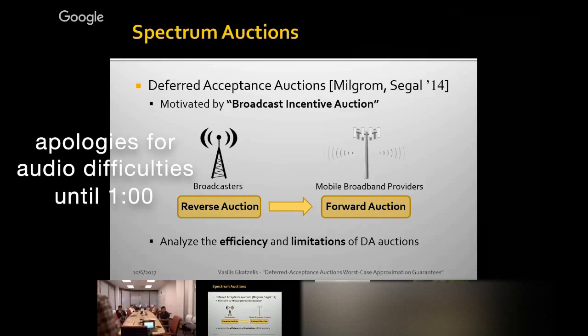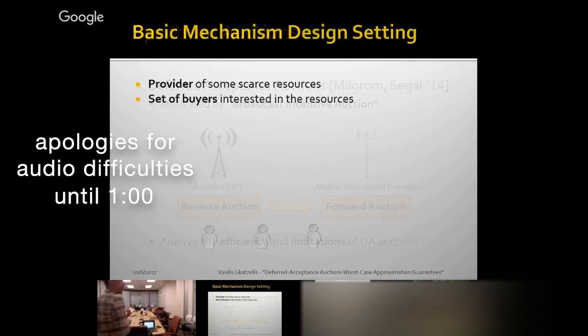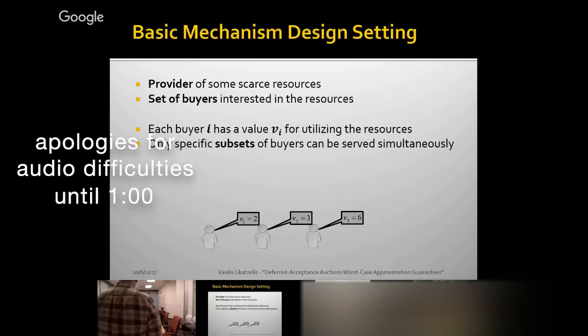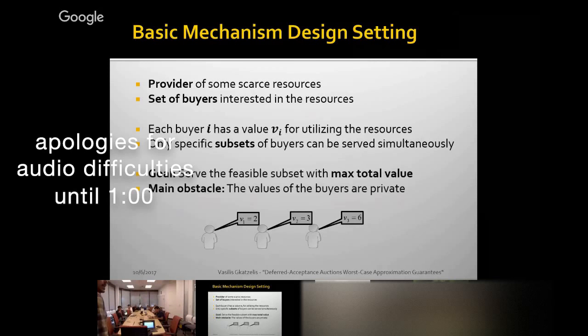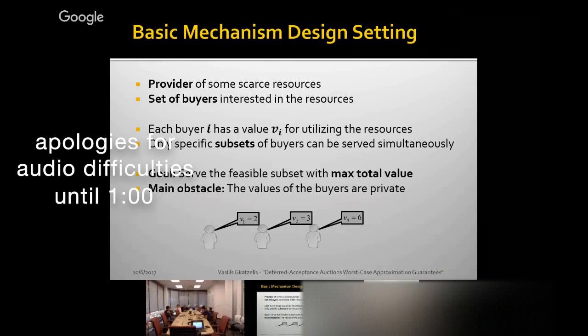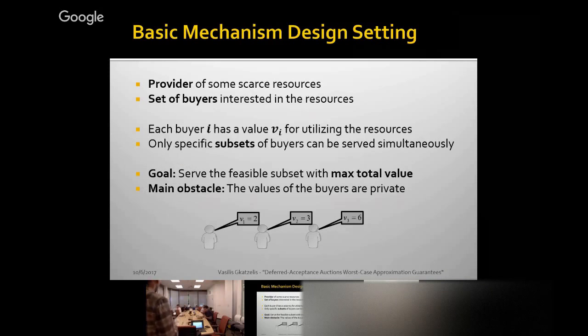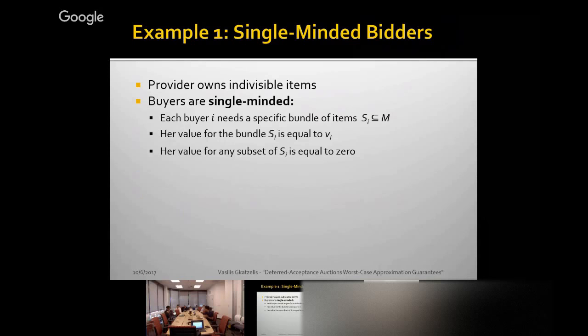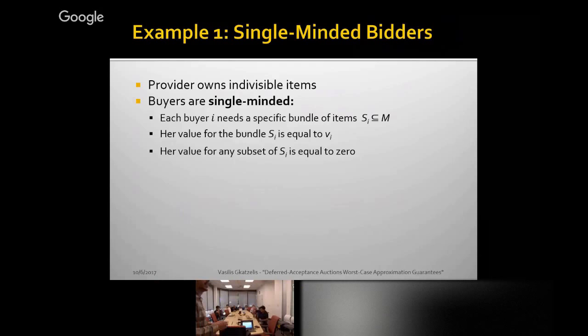And our goal throughout this talk is to analyze but also tries to convince them to tell us what this value is, that they don't have incentive to lie. And to give you a concrete example that was kind of abstract, let's make it a bit more specific. Single-minded bidders is one example that many people have studied in the past, where a provider in this case owns a set of indivisible items, a set of things like the spectrum frequencies, say. And the buyers are single-minded in the sense that each buyer wants a specific subset of these items.